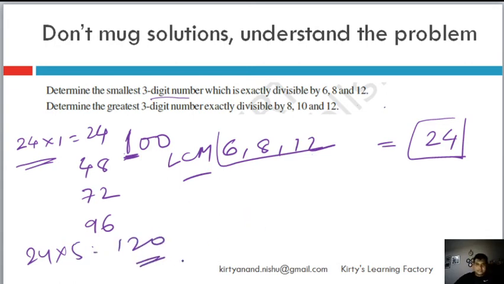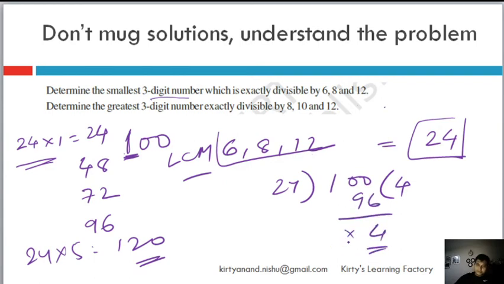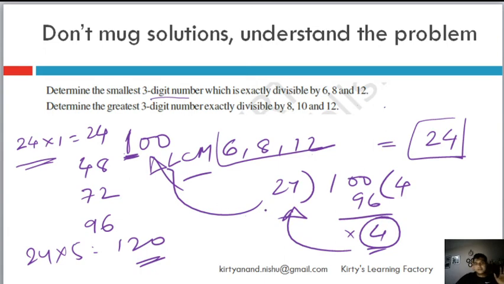But what these guys will do is that they will tell you to find out the LCM. Then using the LCM you divide the smallest 3-digit number, and you will get a remainder. Remainder is 4. Then what you do is subtract this remainder from the LCM itself, and then add that to the smallest 3-digit number, something like that. That's the method that most of the teachers will tell you. So when you subtract the remainder from 24, you will get 20. You add it, you will get 120.